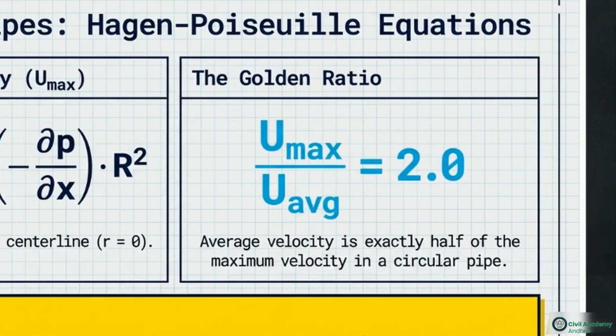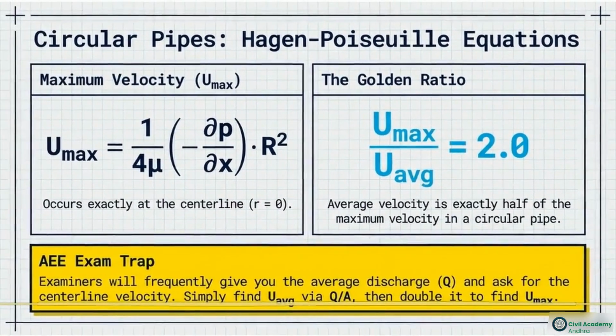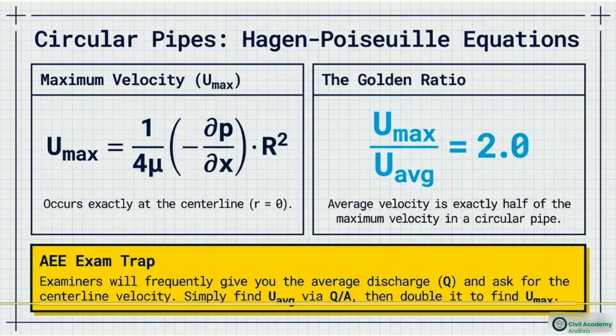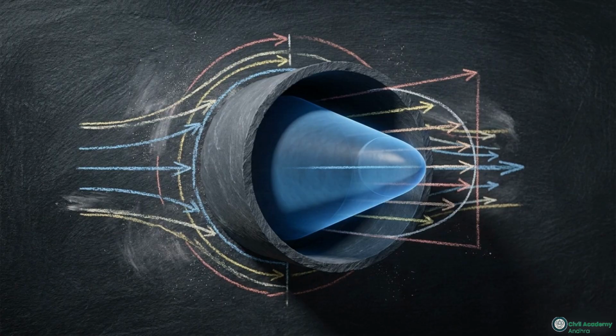Examiners frequently provide average discharge and ask for centerline velocity. Simply find average velocity, then double it. This 2.0 ratio is the geometric consequence of a circular boundary acting on a parabolic profile.